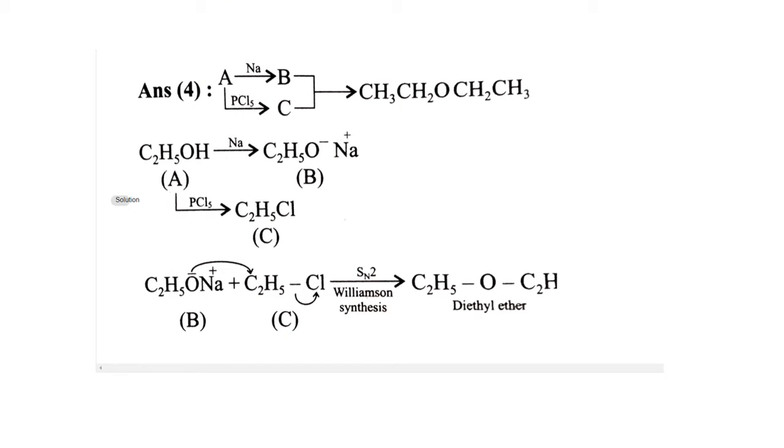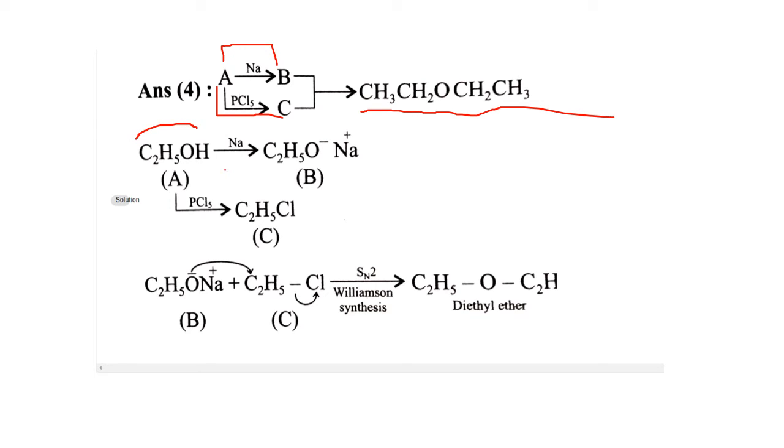So here is a flowchart. Basically A reacts with Na to give B, and A reacts with PCl5 to give C. And when B and C react together, it will give this compound. So let's just assume that A is C2H5OH.